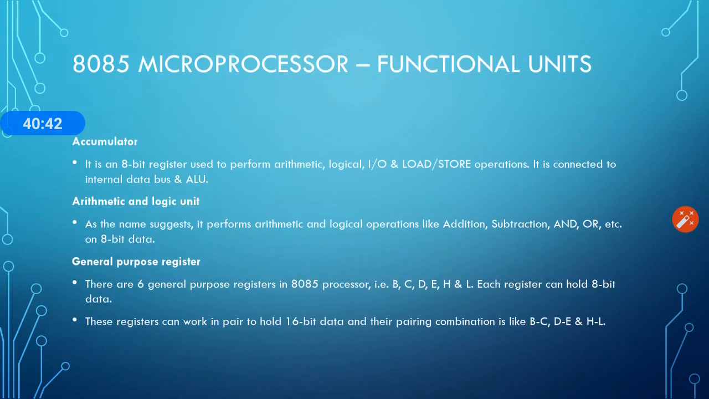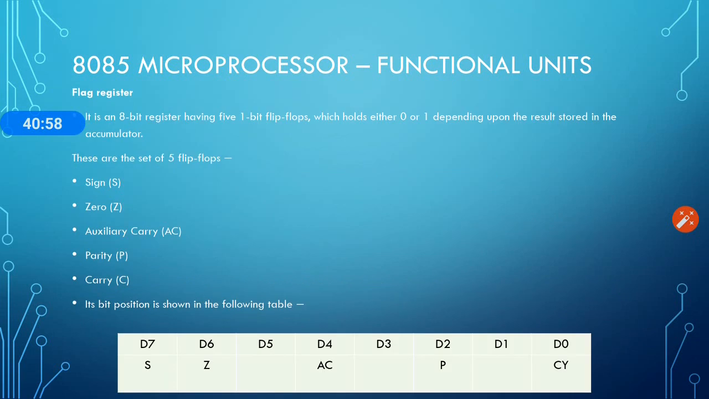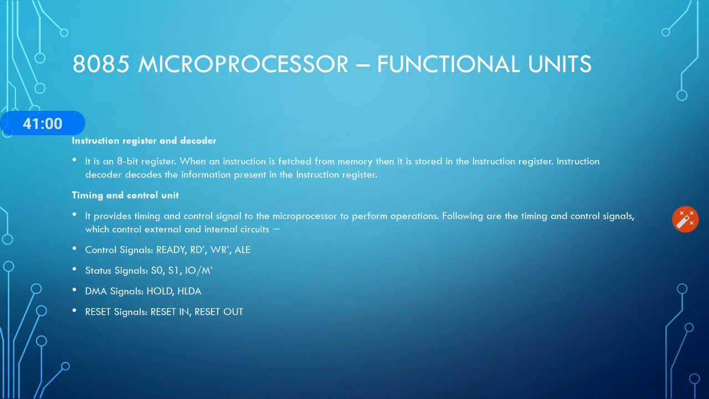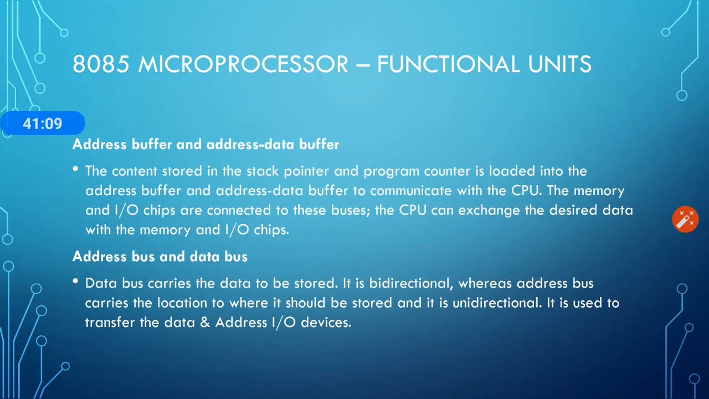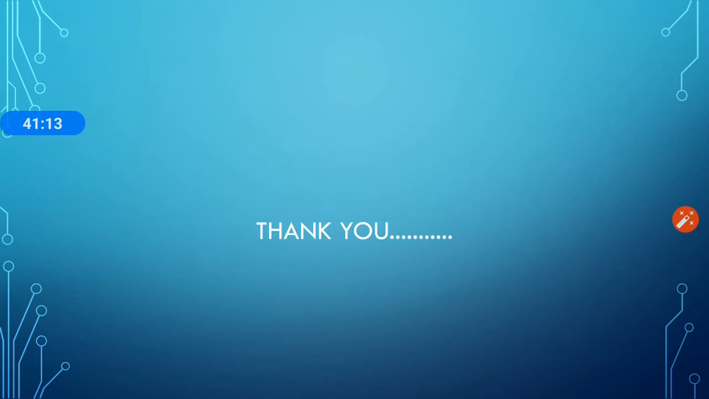In the next slides, I have just given the basic information: what is the accumulator, arithmetic logic unit, general purpose registers, right? Likewise in all the slides, whatever we have discussed, I have just written here: flag register, instruction register and decoder, timing and control unit, interrupt control, then serial IO control, right? Then address buffer, address data buffer, and address bus and data bus, right?